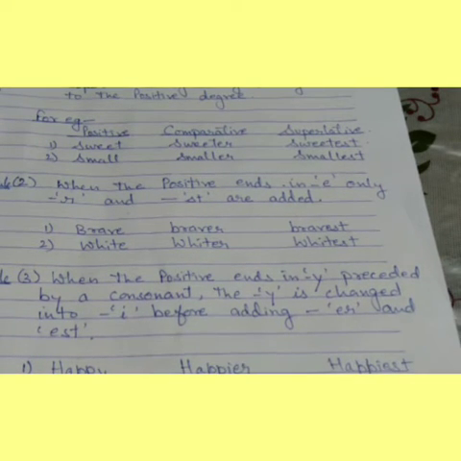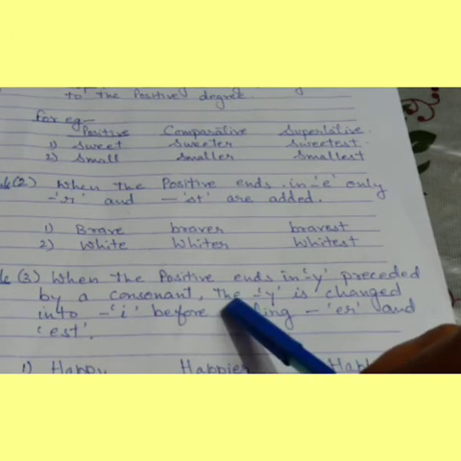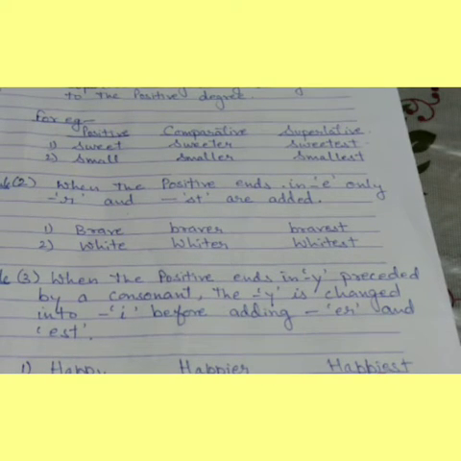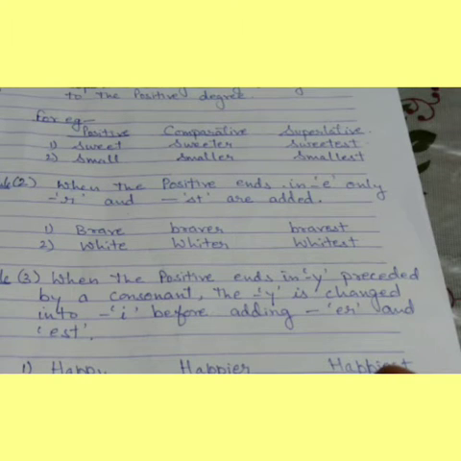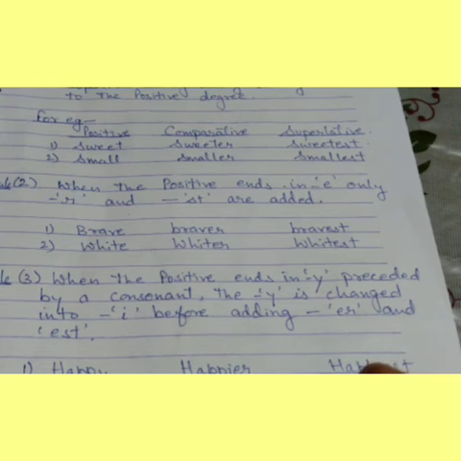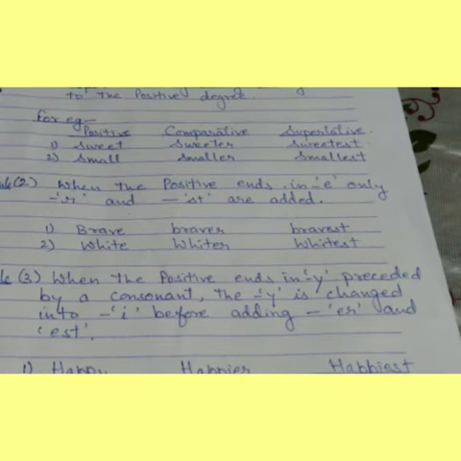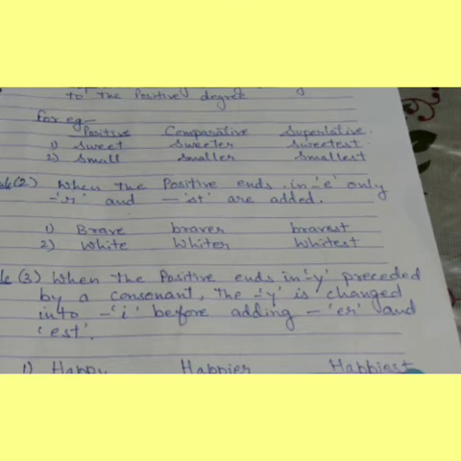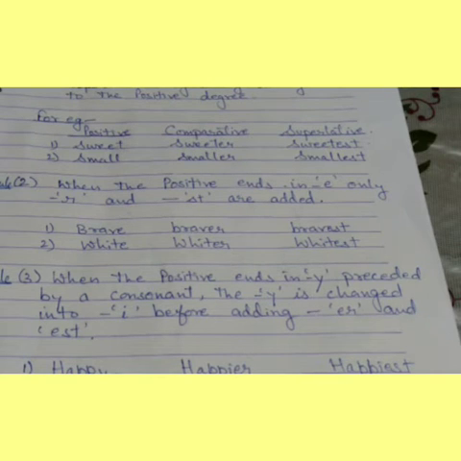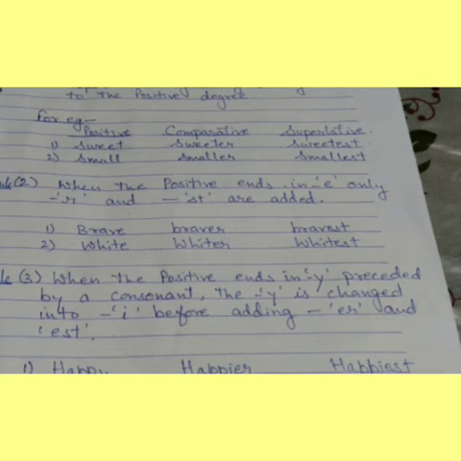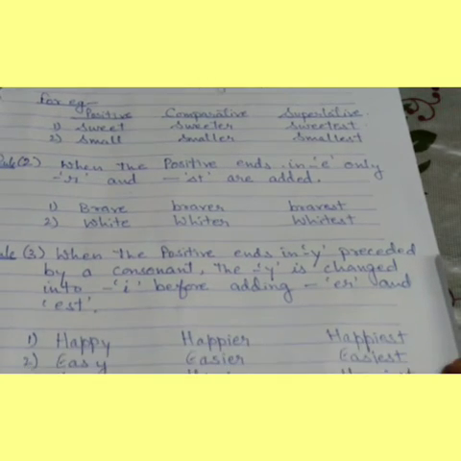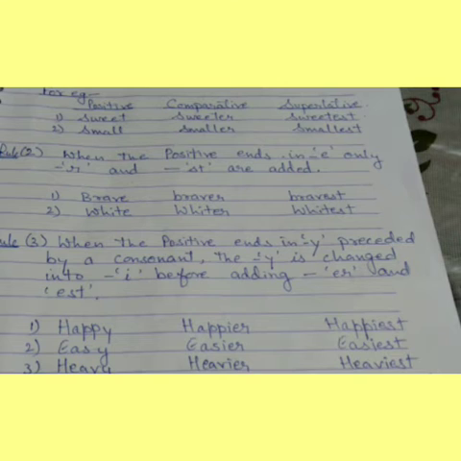Here, point to note, in happy, the last letter is Y, and before Y there is a consonant, so Y will change into I, then ER will be added, and EST in the superlative degree will be added. Point to be noted that if the positive degree is ending with Y, and before that there is a consonant, then only Y will be changed into I.